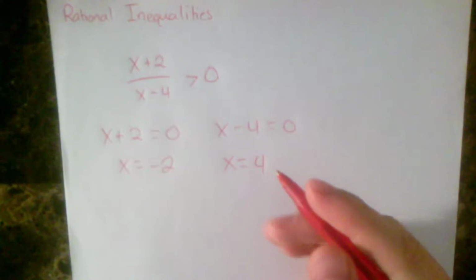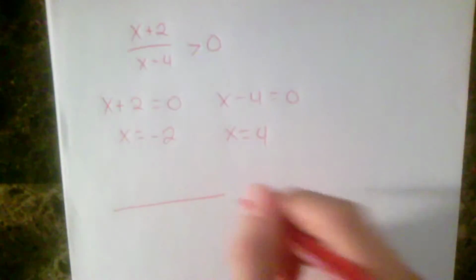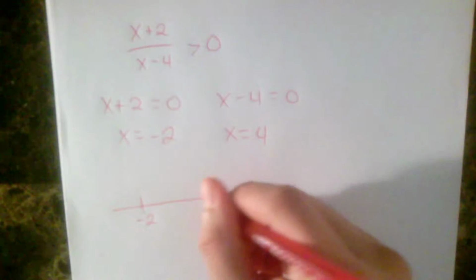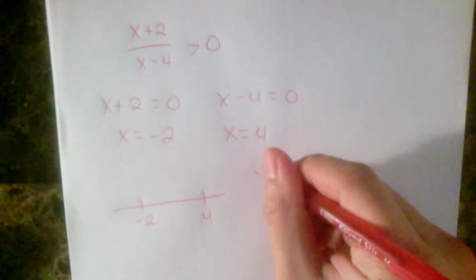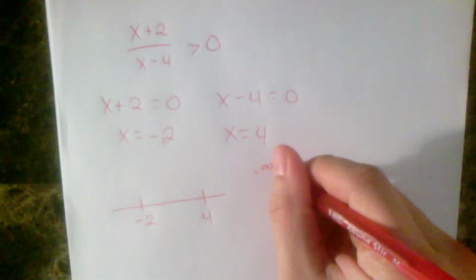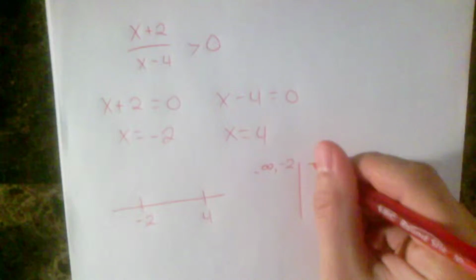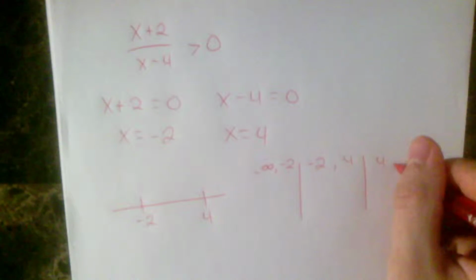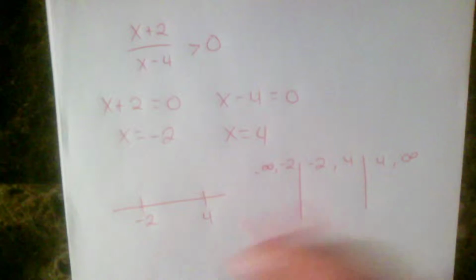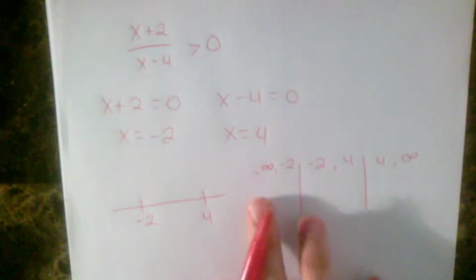There are a couple of different ways to do this. You can either do it on a number line. So here's -2, here's 4. Or you can make that chart where it goes from negative infinity to -2, from -2 to 4, and then from 4 to infinity. And then you just test some values anywhere in each interval.